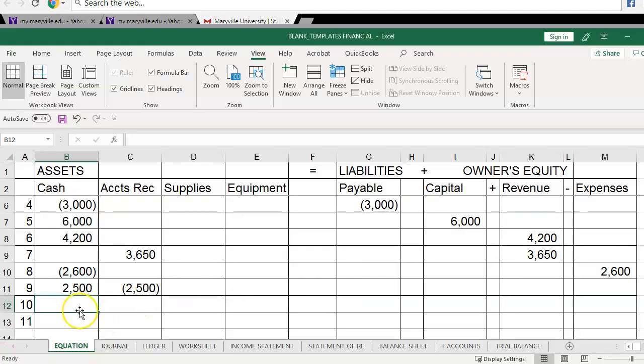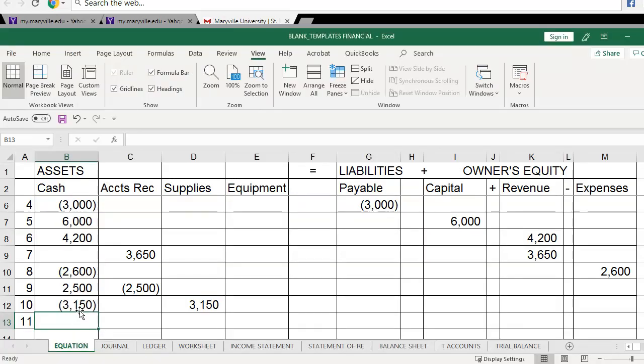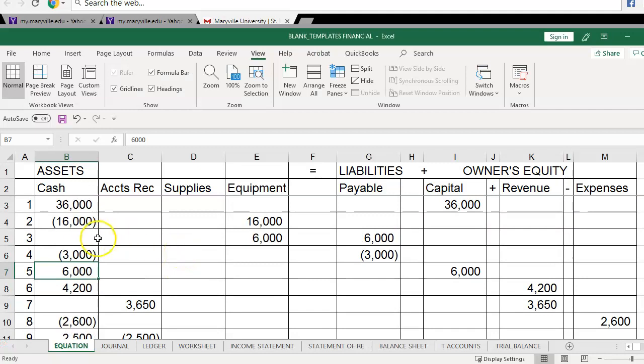Number 10, we paid $3,150 in cash for office supplies. So you're spending money. Cash would decrease by $3,150. You bought supplies. The supplies account is going to increase by $3,150. Now just recognize an error that I made on number 5. I'm wondering if you guys caught, no, not number 5, number 3. I'm looking at number 3. Hold on. Oh, no, I didn't. It's fine. Never mind. I couldn't see number 3.